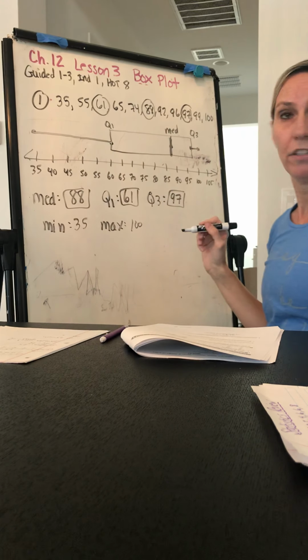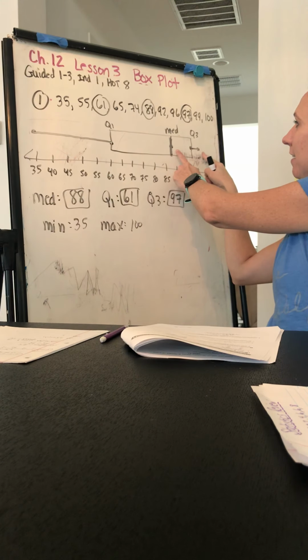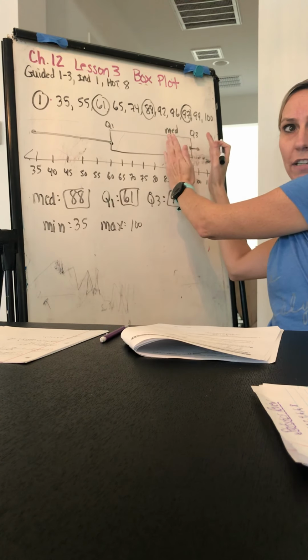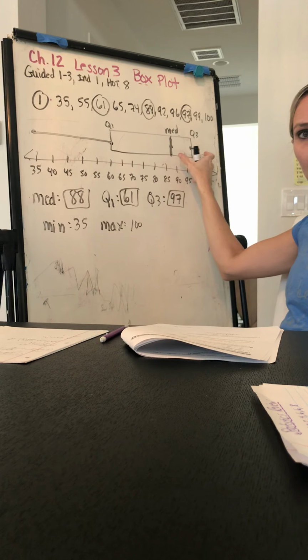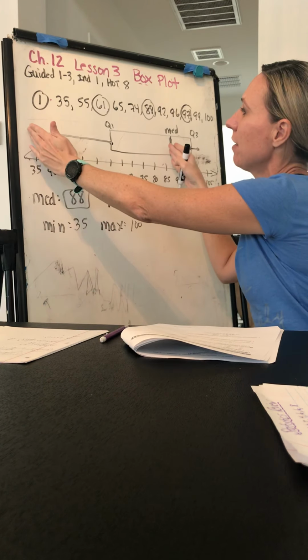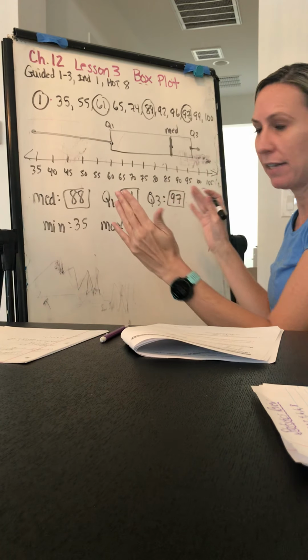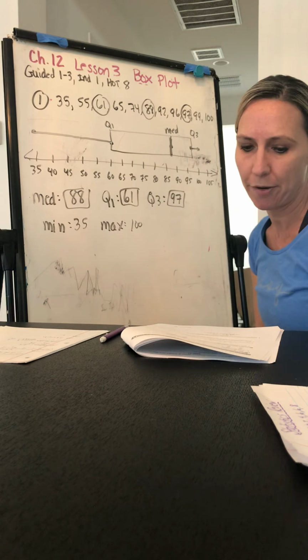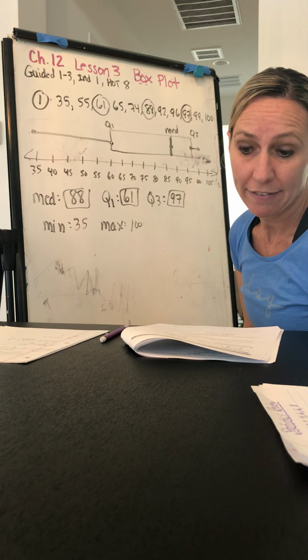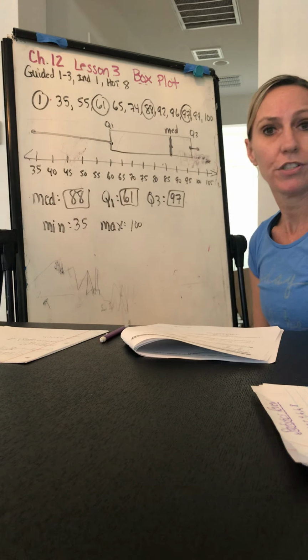Now you can tell the second half of the data is way more concentrated. All the numbers are way closer together. But from here to here, the first 50% is spread out. You can see that by how short the whiskers are. Okay, and that's all it asks us to do, just to draw that.